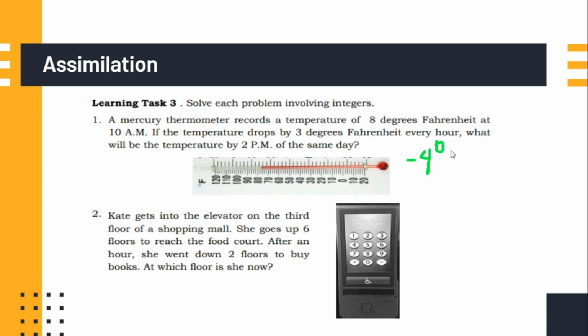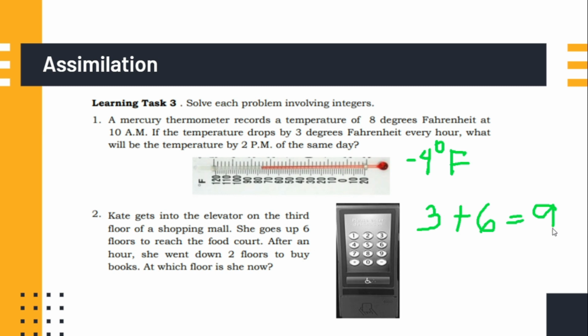Next, number 1. Kate gets into the elevator on the third floor of the shopping mall. She goes up 6 floors to reach the food court, and after an hour, she went down 2 floors to buy books. At which floor is she now? So, si Kate daw ay nasa elevator sa third floor daw ng shopping mall. Nasa third floor siya. Now, she goes up 6 floors to reach the food court. So, plus 6. Tama? And that is equal to 9. So, nasa 9th floor na siya ngayon.